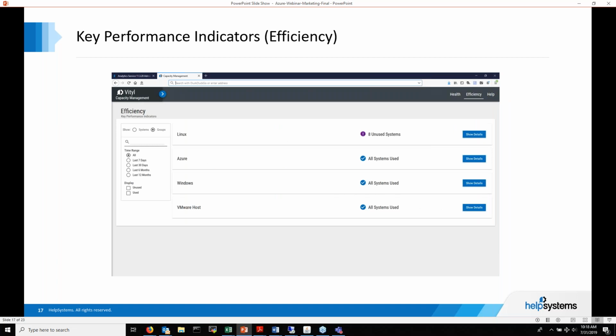Again, we've added support for the Azure platform along with the other platforms, so you can identify, again, where you have unused or underutilized Azure VMs that may be able to be reclaimed. Again, I would encourage you to watch the webinar that was given a couple of weeks ago around efficiency and how to take the best advantage or make the best use out of the way that we do the efficiency reporting and analysis as well. So I won't go into much more detail other than just encouraging you to watch that webinar.